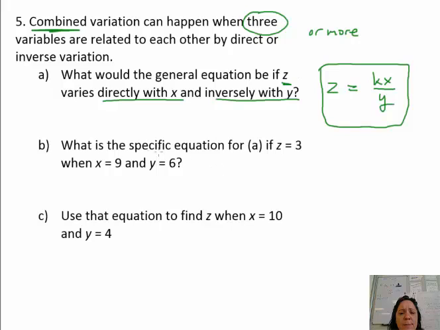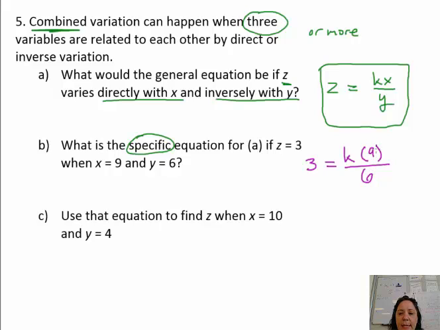So now we're asked for the specific equation for this variation if z is equal to 3 when x is 9 and y is 6. Well, I'm just going to plug these values into my equation. I have 3 for z equals k, x is 9, and y is 6. And I'm going to need to solve here for k.